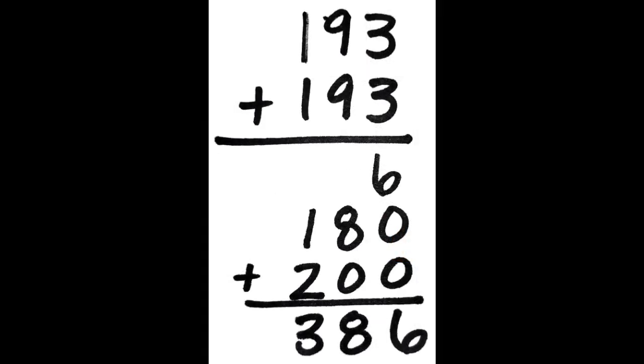I also could have done it with new totals below. So 3 plus 3 ones equals 6. 9 tens plus 9 tens is really 180. And then the 2 100s is 200. So then I just add all 3 of those totals to get my final 386. So it's the same answer, just a different strategy, a different way to get it.